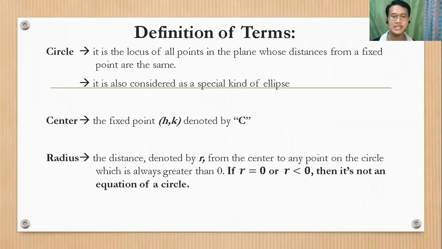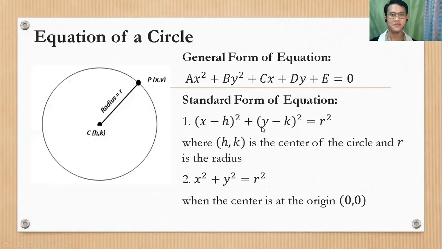And for the radius, it is the distance, denoted by small letter r, from the center to any point on the circle, which is greater than 0. Okay, take note of this bolded sentence. If r is equal to 0 or r is less than 0, then it's not an equation of a circle. Okay, that's how simple it is. By just looking at the value of r, you can determine already that it is not an equation of a circle if r is equal to 0 or r is less than 0.